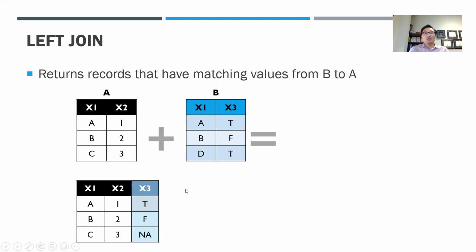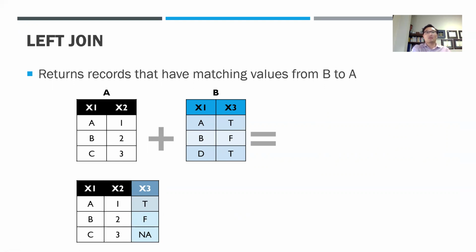From table B, you only keep the rows that have a matching field. We're matching based on column x1. In table B, we have rows where column x1 equals A or B, but not D. So the D row disappears, but A and B are retained. We still retain row C from table A because we're doing a left join. So we keep everything in the left table A, and only the rows in the right table B that have a matching value in the column you're matching against.